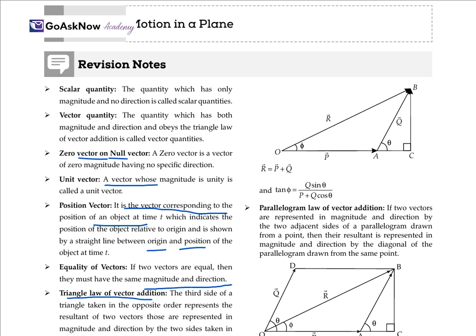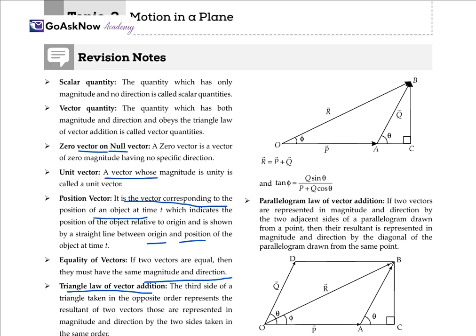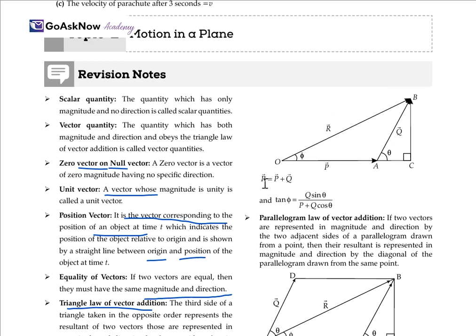So this is the triangle law of vector addition. This was the triangle law, now the parallelogram law. If two vectors are represented in magnitude and direction from the same point, we have a parallelogram. You can see it in the diagram. So vector R will be equal to vector P plus vector Q. Tan phi will be equal to Q sin theta upon P plus Q cos theta. This is the parallelogram law of vector addition.